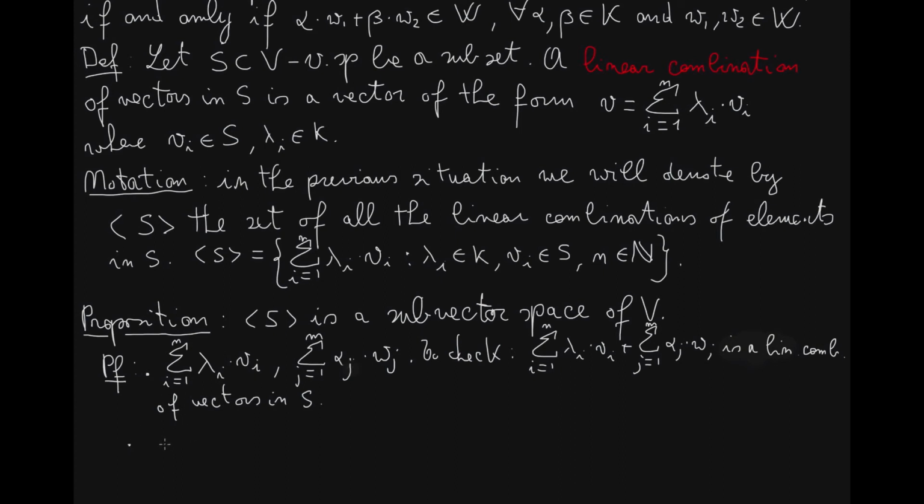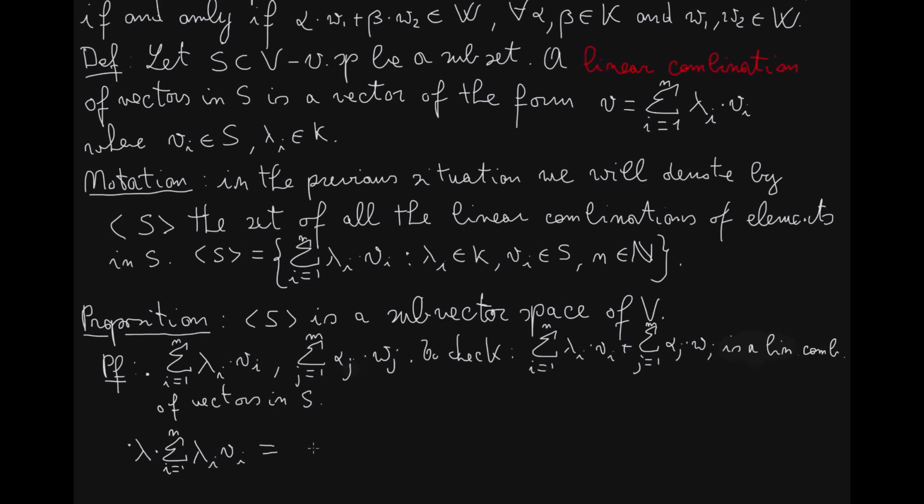The same goes for the second property. So we consider again some linear combination, sum from i that goes from 1 to n, lambda i vi. We multiply this element by a scalar, any scalar. Let's call this lambda. And we want to prove that this is a linear combination of vectors in S. In this case we just apply the distributive property of the multiplication of a scalar through the sum in V. This is one of the axioms that the multiplication with scalars has to satisfy, if you go back to the definition of vector space.